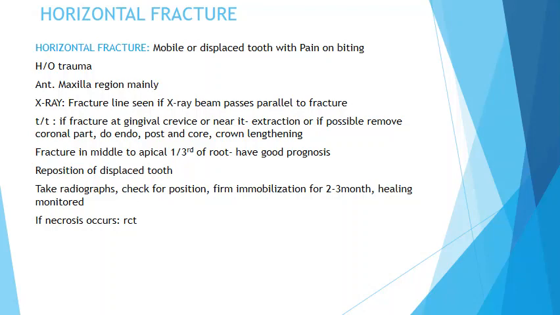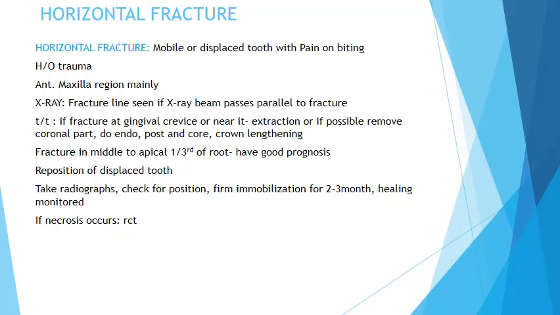Now, as far as treatment is concerned, if the fracture is close to the gingival crevice or near it or above it, the treatment of choice is extraction, and if possible, remove only the coronal part, do the endo, restore with post and core restoration, and crown lengthening may be needed. So the treatment is extraction, or if possible you will do the further treatment.